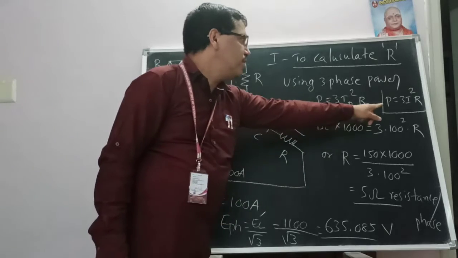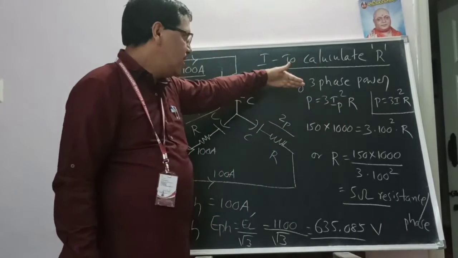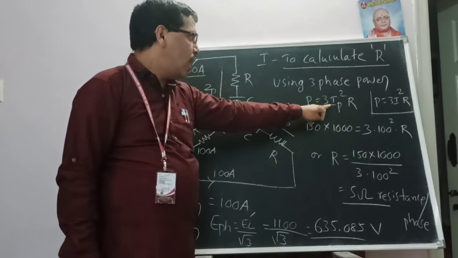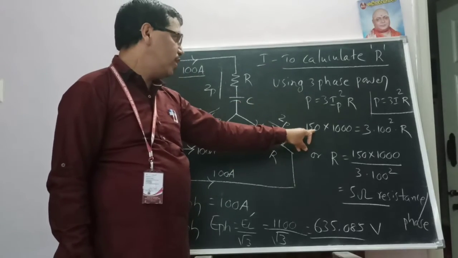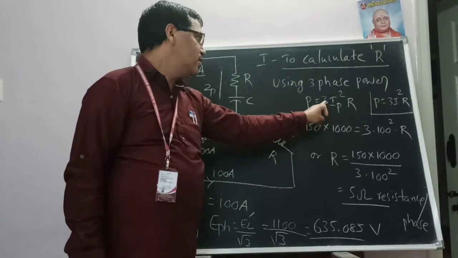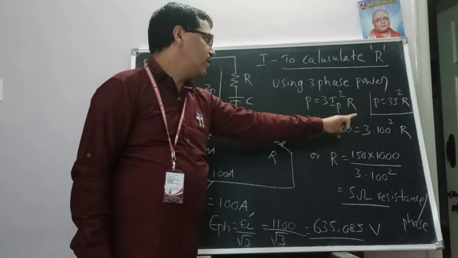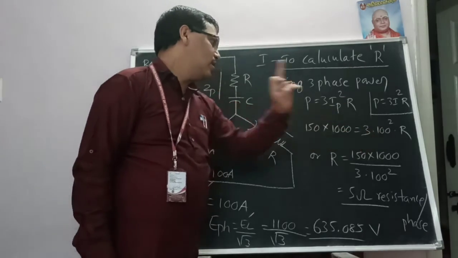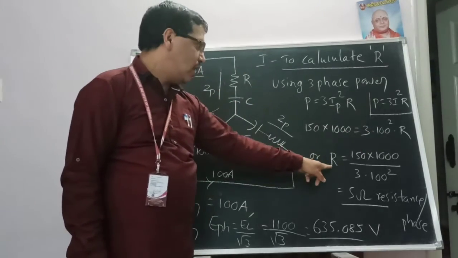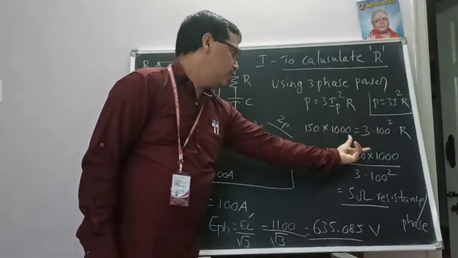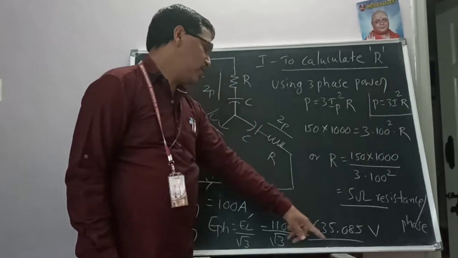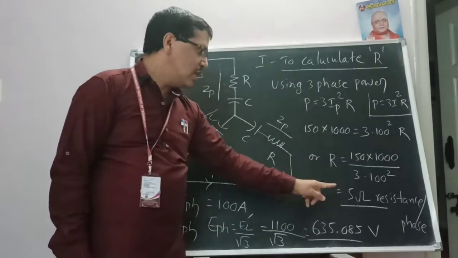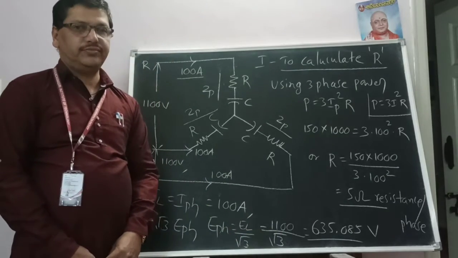Here for 3 phase, P is equal to 3 into I phase squared into R. Power is given, that is 150 kilowatts into 1000. 3 is as it is, I phase squared is 100 squared multiplied by R, where R is the unknown value. So R is equal to 150 into 1000 in the numerator, and 3 into 100 squared in the denominator. The answer is 5 ohm resistance per phase.